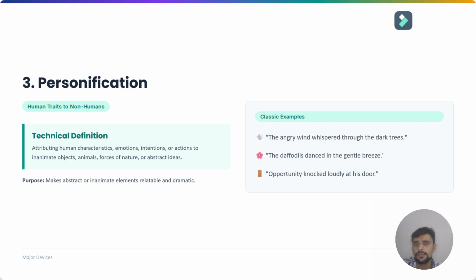Another example, the daffodils danced in the gentle breeze. Flowers don't actually dance, right? In the human sense. But their movement is described as dancing. And opportunity knocked loudly at his door. Opportunity is an abstract concept, right? It doesn't have hands. It cannot literally knock. But personification makes an abstract concept easier to visualize.